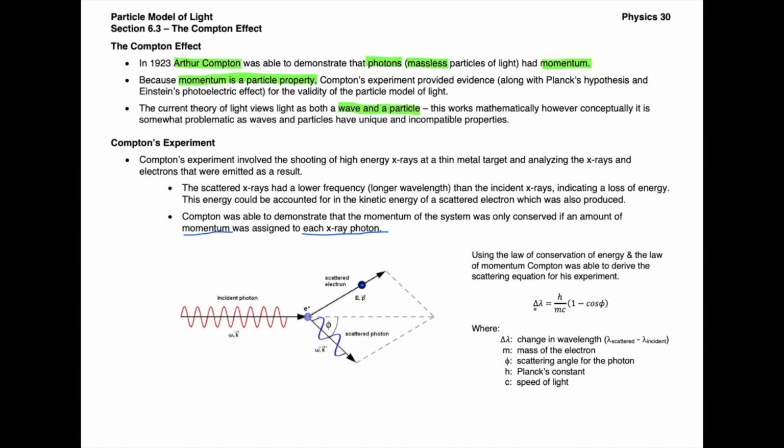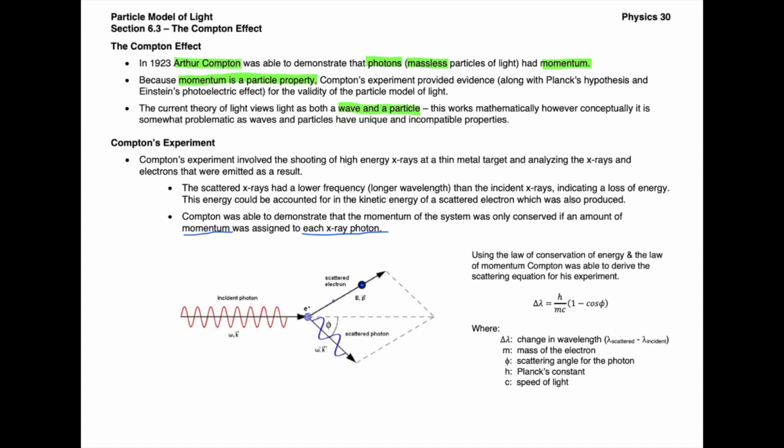Now when you're going through this one, the change in wavelength is your scattered wavelength minus your incident wavelength. So final, your longest one, minus initial, which will be shorter. It should always give you a positive value, because the scattered photon will have a longer wavelength, which is lower energy, than your incident photon, which has a higher energy and a shorter wavelength. This m here is the mass of the electron. It's on your formula sheet, 9.11 times 10 to the negative 31.